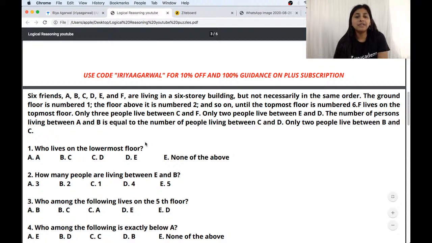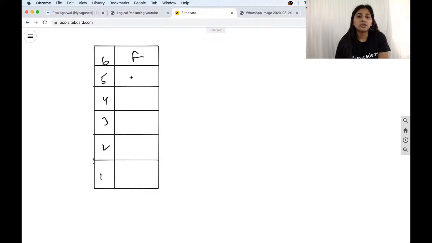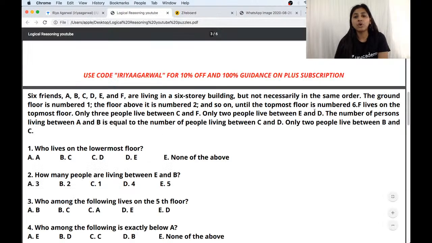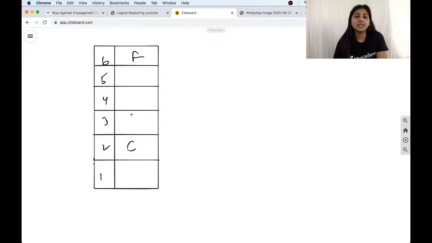Okay, next we have only 3 people live between C and F. So 1, 2, 3. 3 live between C and F, that is, C will have to be on the 2nd floor. Only 2 people live between E and D. How is that possible? That is only possible if one out of E or D is here and the other one is here, because if both E and D come between them, then 2 people cannot live between them, right? So one out of E or D will be here and one out of D or E will be here.